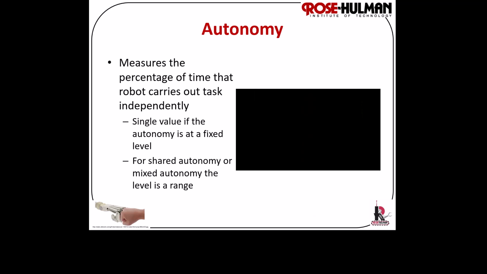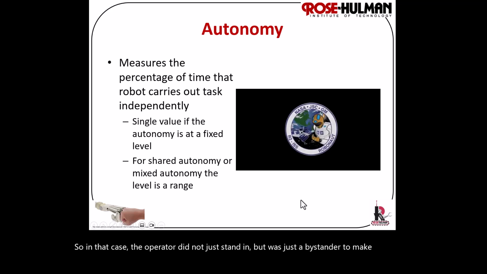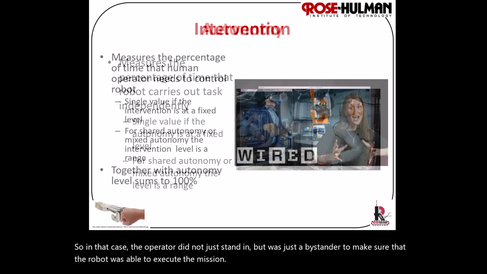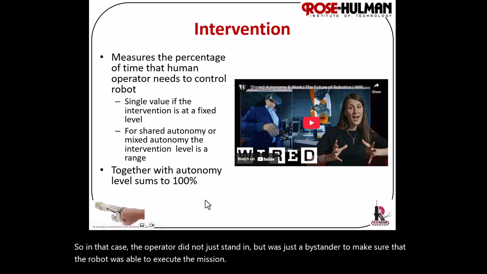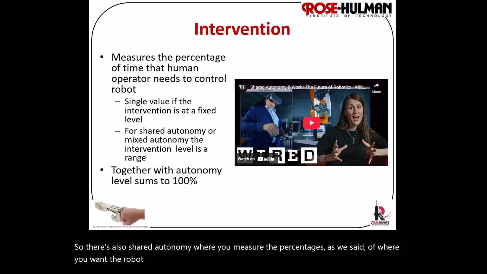So in that case, the operator did not just stand in, but was just a bystander to make sure that the robot was able to execute the mission. So there's also shared autonomy, where you measure the percentages, as we said, of where you want the robot to fully complete the mission or task and where the human has to step in. So here's an example of a discussion of shared autonomy.